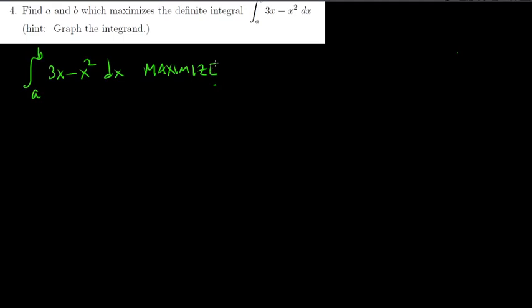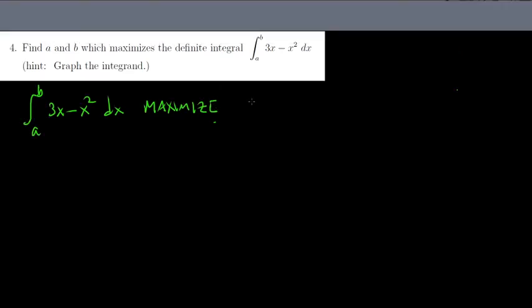Number 4 seems like a hard one, but it really isn't. We want to find the upper and lower limits of the integral, the definite integral from a to b of 3x minus x squared dx, and we want to maximize the value of this definite integral.